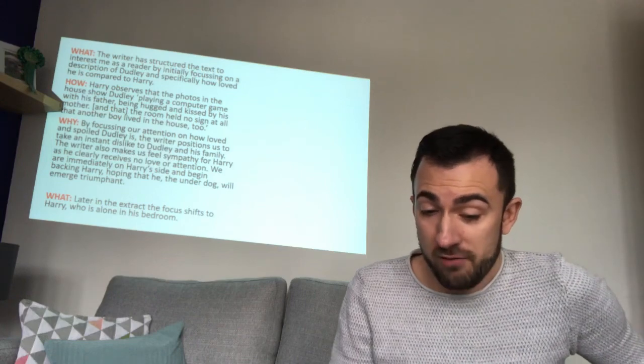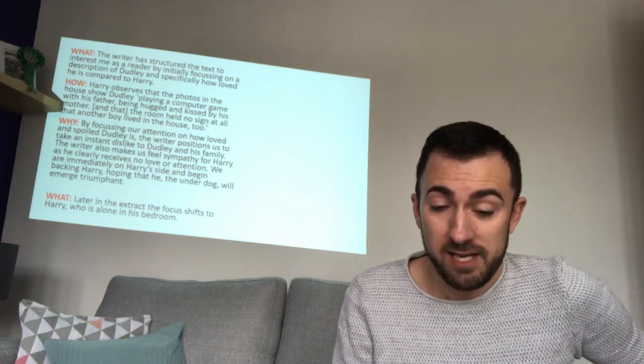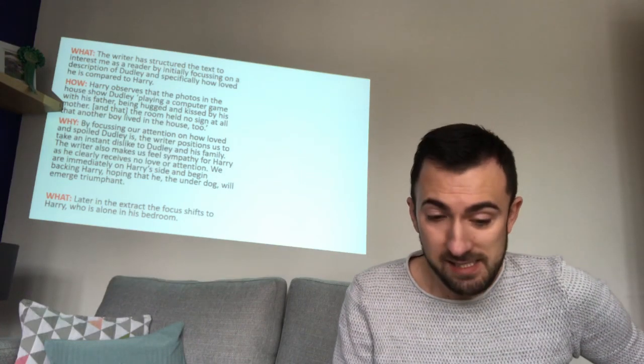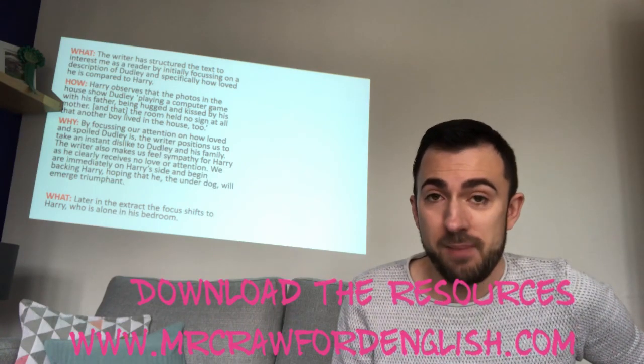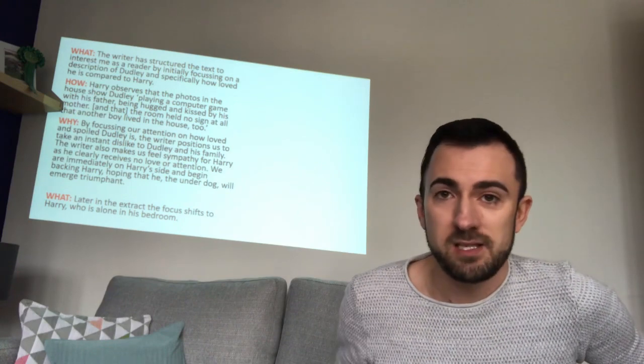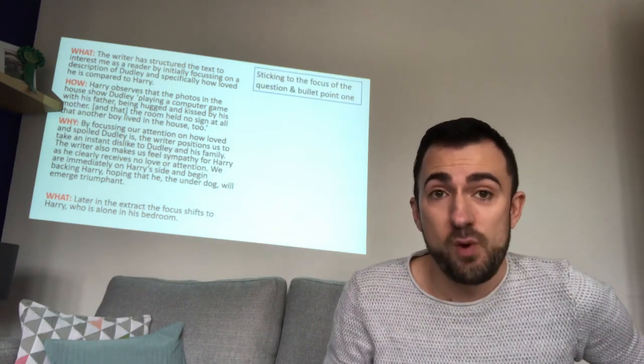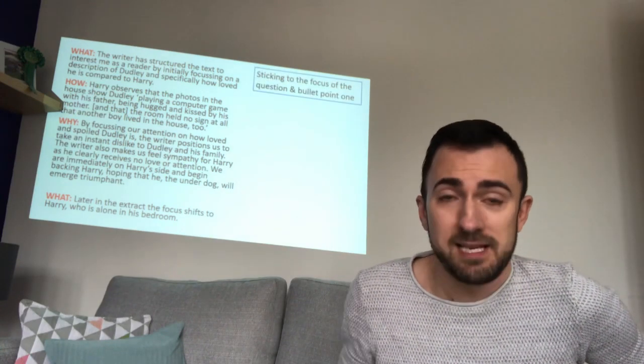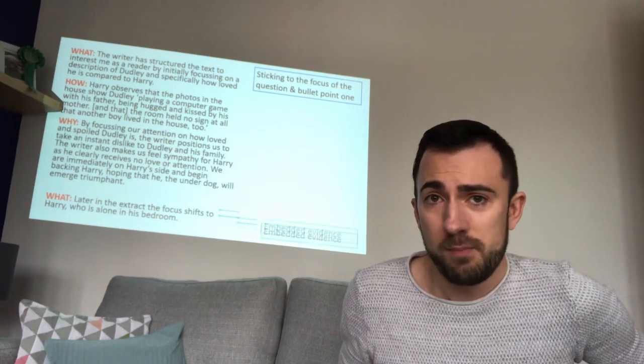So what? The writer has structured the text to interest me as a reader by initially focusing on a description of Dudley and specifically how loved he is compared to Harry. Notice how I've literally just taken my initial note and turned that into an answer to the question, and I've completely focused my answer on what the question was asking me. I've focused it on bullet point number 1.